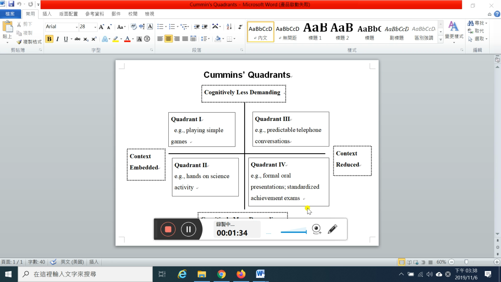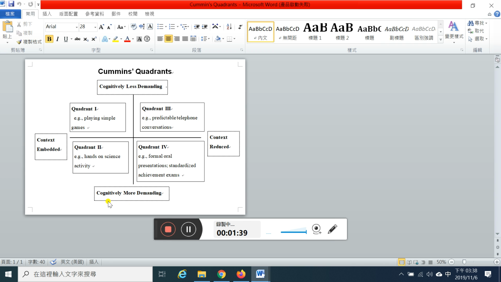However, the bottom of the table is cognitively more demanding, which means that we are required to use the language in a more abstract way. So here, please write down more abstract. For example, here is using English to buy stuff. For here, using English in an academic setting, to write essays or give presentations, is more demanding. Okay, so this is how we define the two sides of the quadrant.